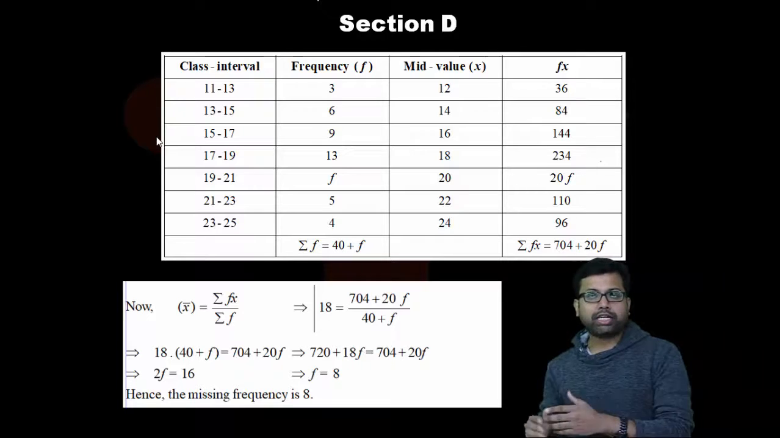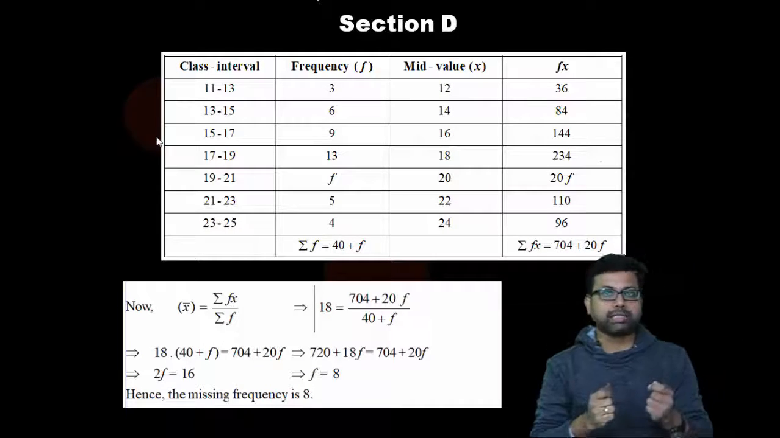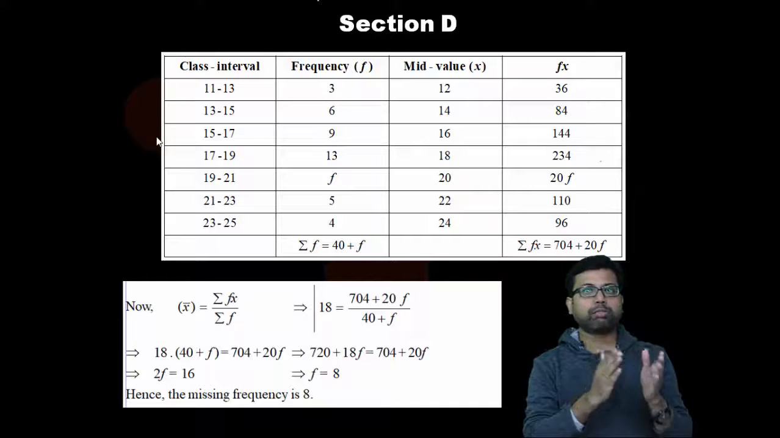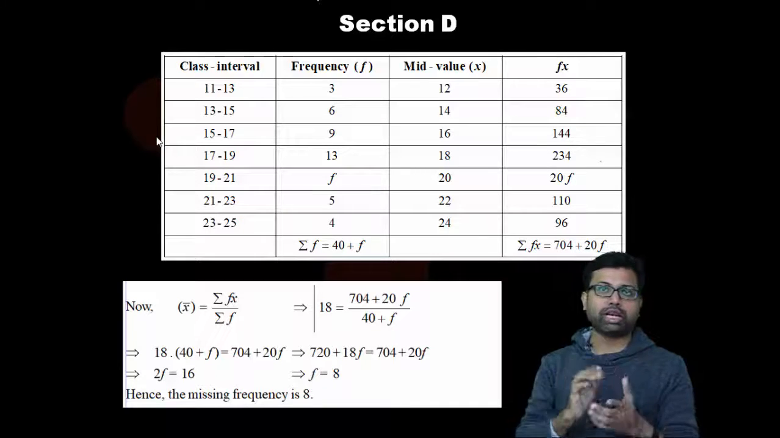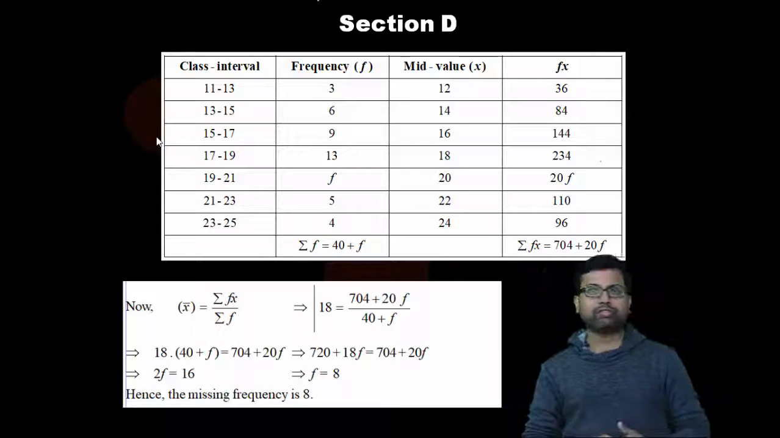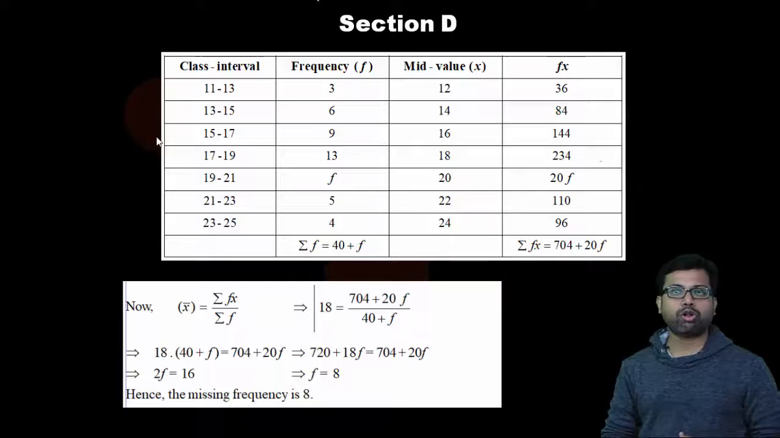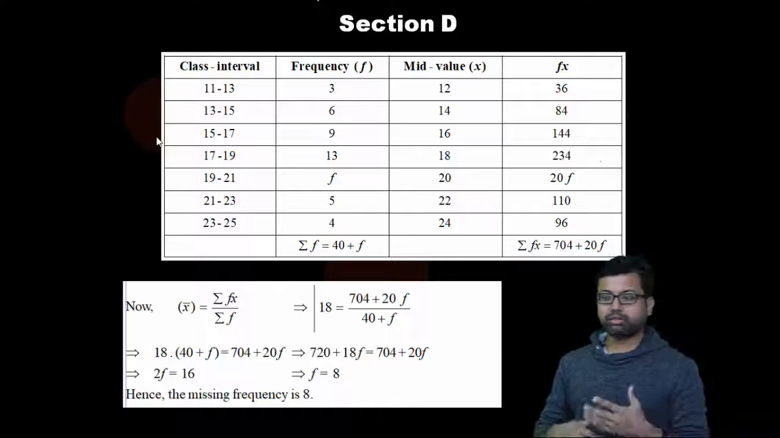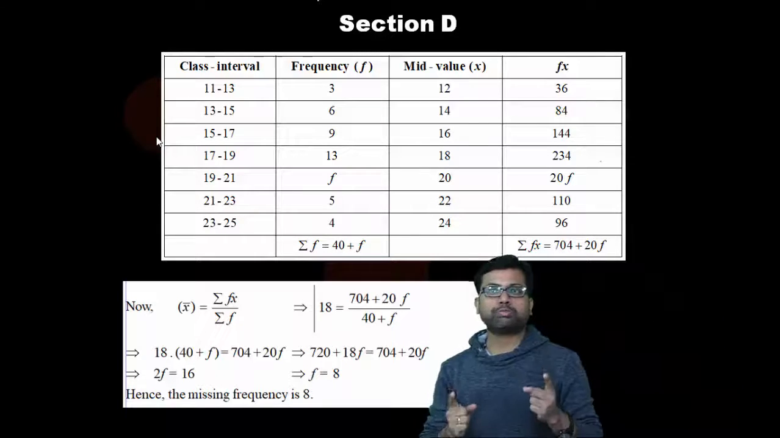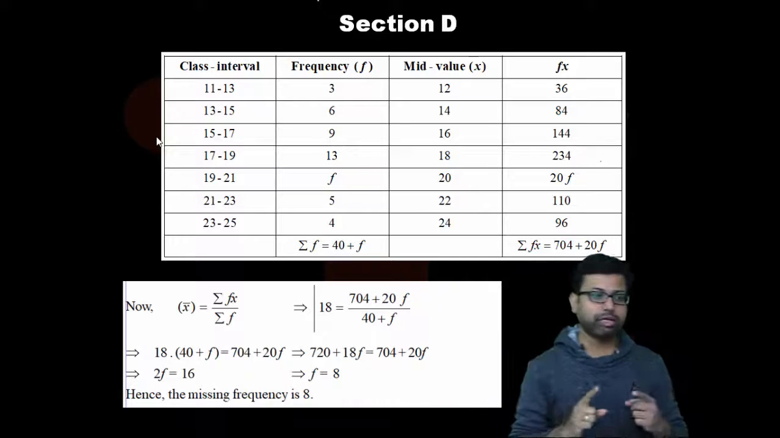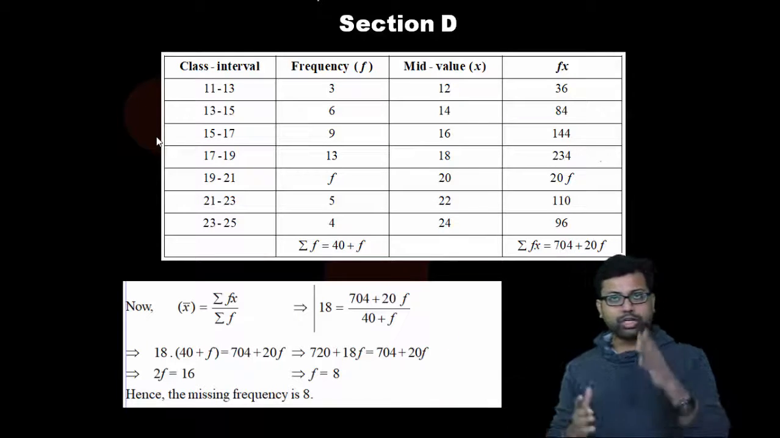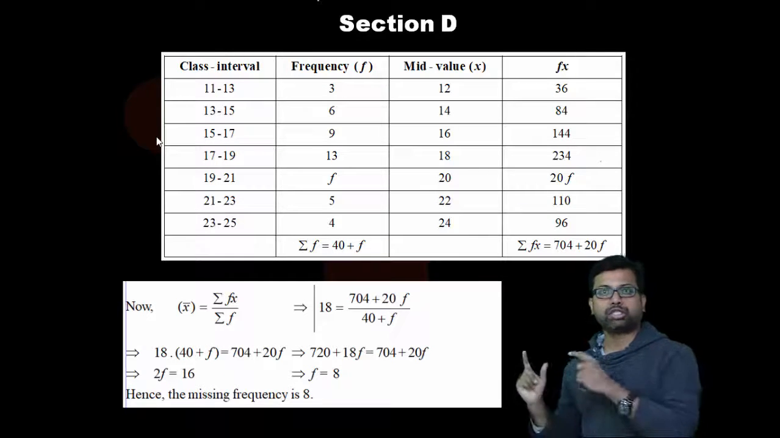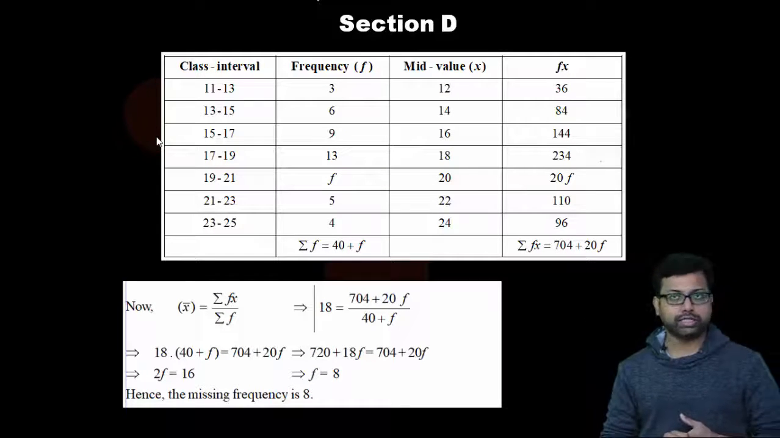Now when you have that, it becomes the value of x. Now you have the frequencies given in the second column. So you multiply f into x for each of the given classes and you get a set of data. You take the sum of all the f into x. All of them will be certain fixed values except for one where the frequency is missing. That will be equal to 20f. So you take the sum and what you get is 704 plus 20f. So this is what sigma fx is.